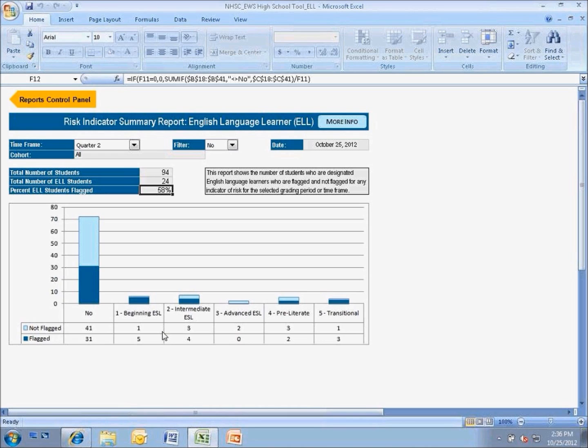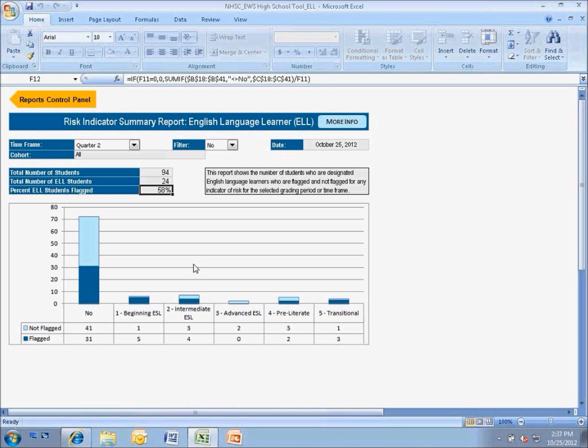You see here 5 out of 6 beginning students and 3 out of 4 transitional students are flagged as at risk. So you would use this information to decide what types of external information you really need to get an idea of the causes, the root causes of these students' risk indicators. And a great person to talk to at this point would be the ELL teachers at the school, particularly the ones that deal more with the beginning and the transitional students.